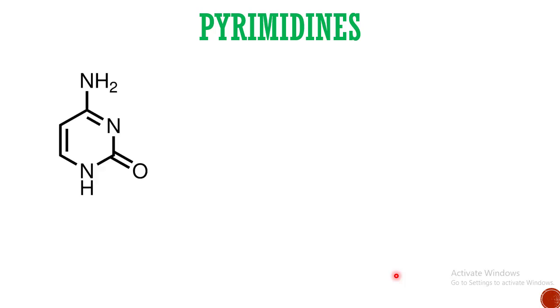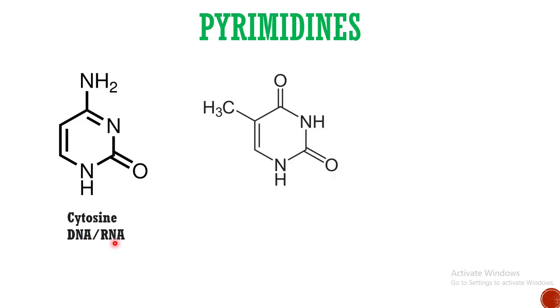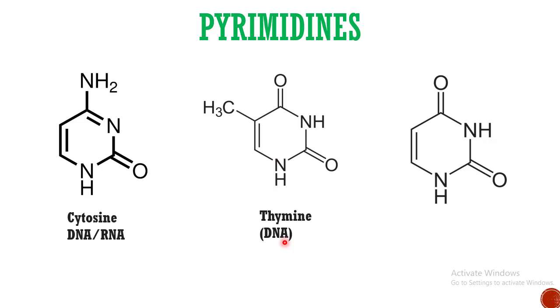The second type of the nitrogenous bases is known as the pyrimidines, as I've told you. And there are three pyrimidines when you talk about the nucleic acid. The first one is known as cytosine, and this is the structure of cytosine. Cytosine is present both in DNA and the RNA. The second important pyrimidine is known as thymine, and this is the structure of thymine. Thymine is only present in the DNA, and it is not present in the RNA. The third pyrimidine is known as uracil, and uracil is only present in the RNA, and it is not present in the DNA.